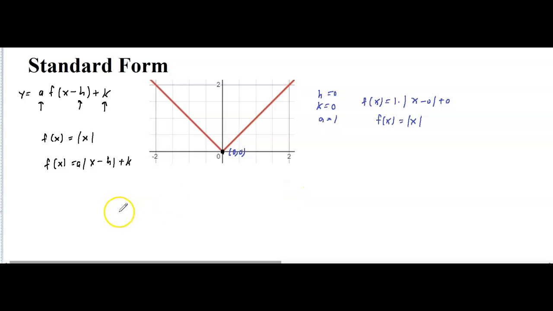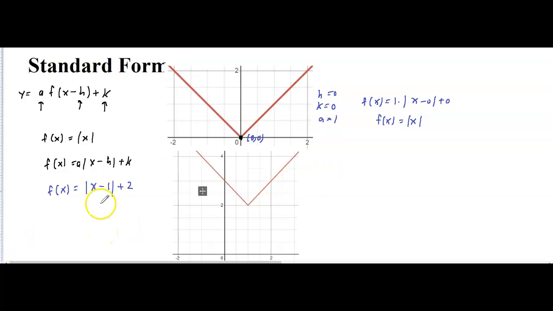Looking at something a little bit different, we graphed earlier something that looked like this, and we just shifted it to the right 1 spot. Let's play with that a little bit more. Let's shift it to the right once and up twice and see what that would do to the graph. Comparing it to this standard form, we see that h should be 1, k should be 2, and a should be 1. And if we plug that back in, we would get this.